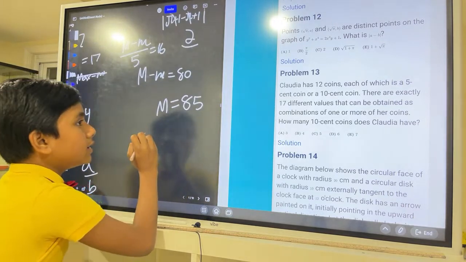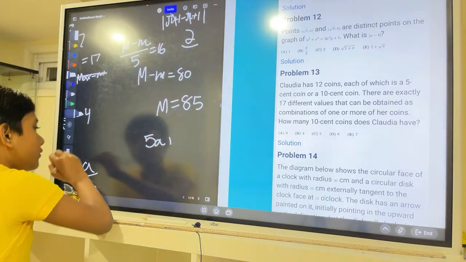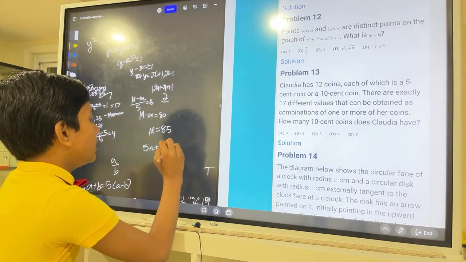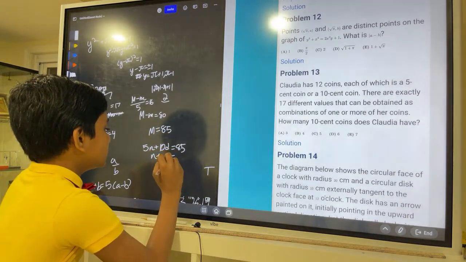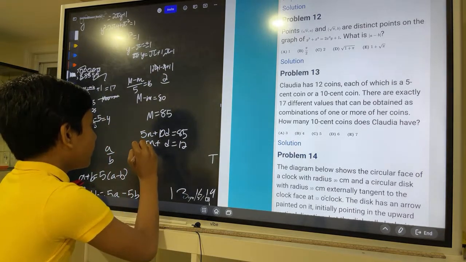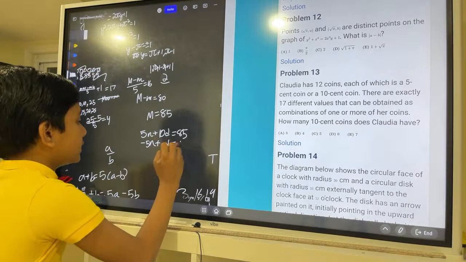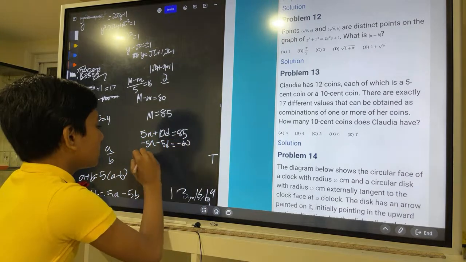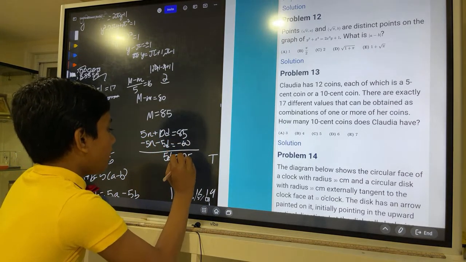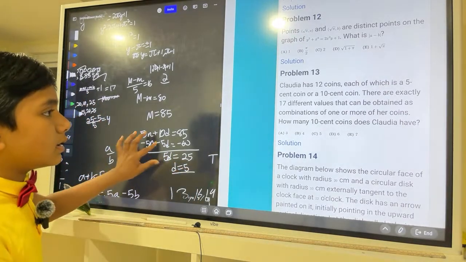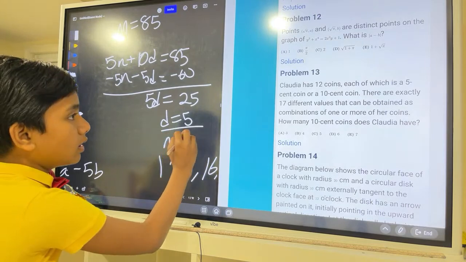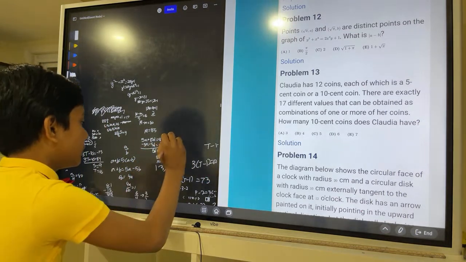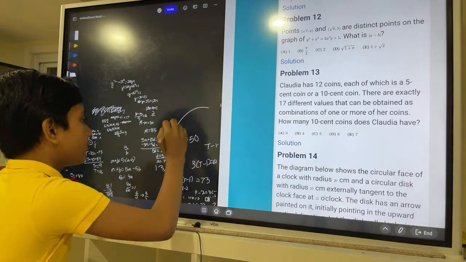So let's see. Now we know that 5 nickel plus 10 dime is 85, meanwhile nickel plus dime is just 12. So minus 5 nickel minus 5 dime is minus 60. That would make 5 dime equals 25, so she has 5 dimes, and consequently 7 nickels. So yes, the minimum obtained would be 5, and the maximum obtained would be 35 plus 50 is 85. So everything checks out.